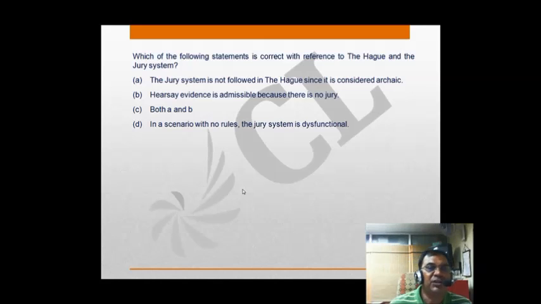Okay, I think it was easy. Which of the following was the jury not allowed since it is considered archaic? Jury system was not allowed. Archaic, we'll check it out. Here's evidence admissible. This is definitely there. So I'll go back.